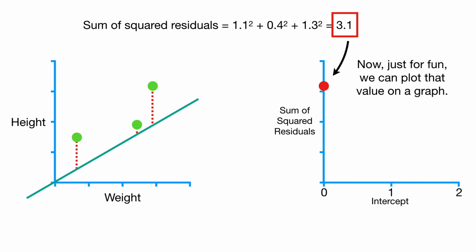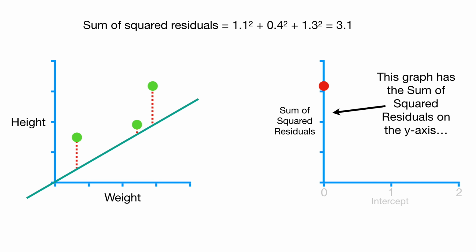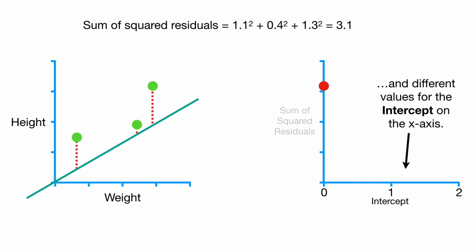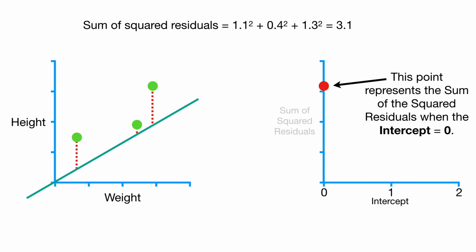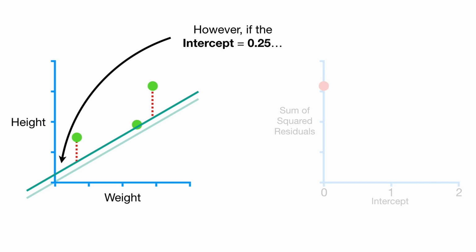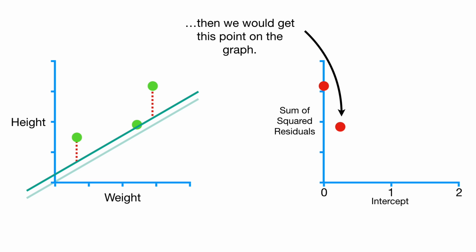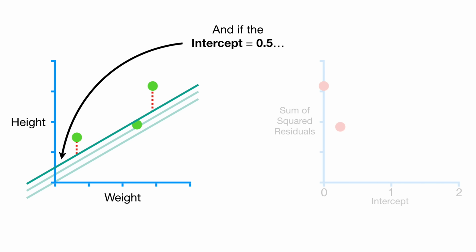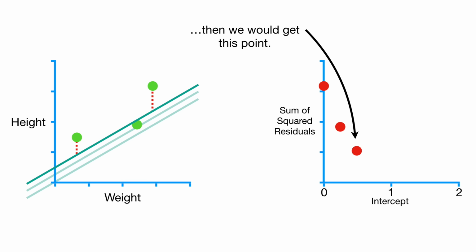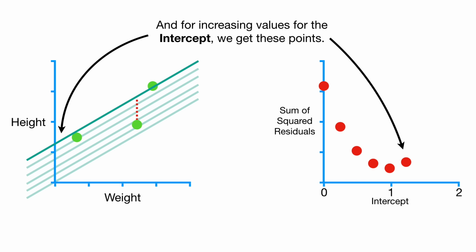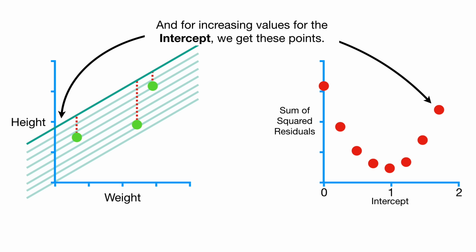Now, just for fun, we can plot that value on a graph. This graph has the sum of squared residuals on the y-axis and different values for the intercept on the x-axis. This point represents the sum of the squared residuals when the intercept equals 0. However, if the intercept equals 0.25, then we would get this point on the graph. And if the intercept equals 0.5, then we would get this point. And for increasing values for the intercept, we get these points.